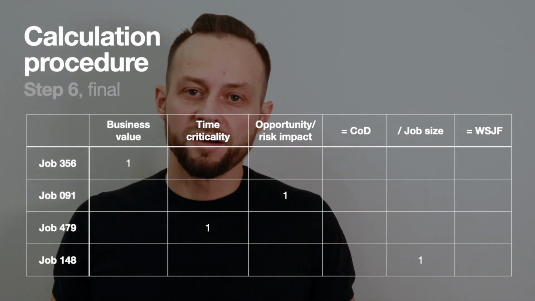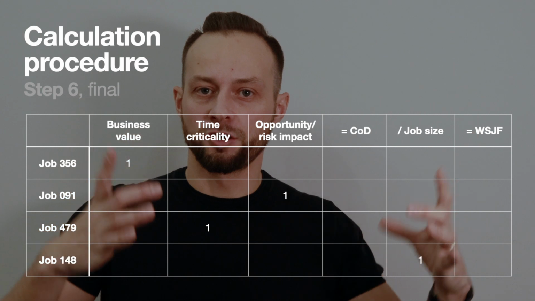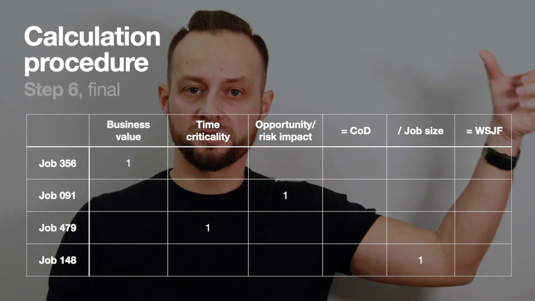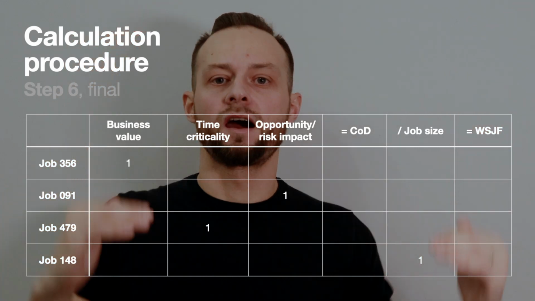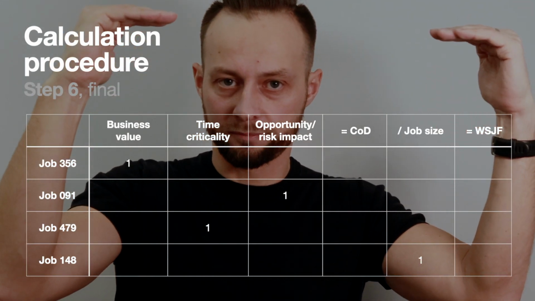Step 6, the final one. Now it is possible to calculate the priority. Divide the COD by the job size and fill in the last column. The greater the value in the last column, the higher the priority of the work.